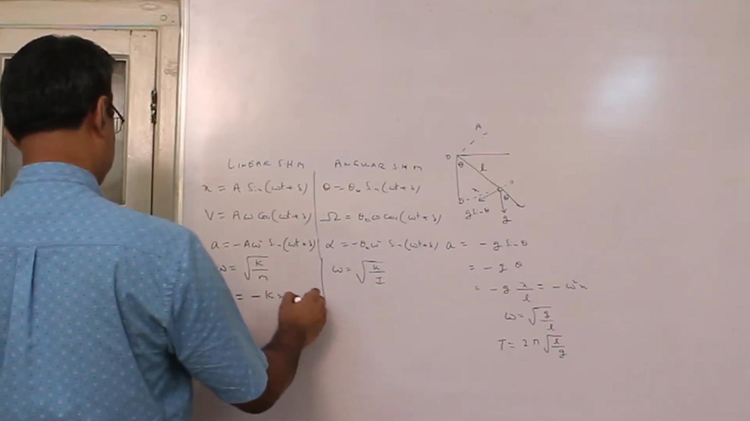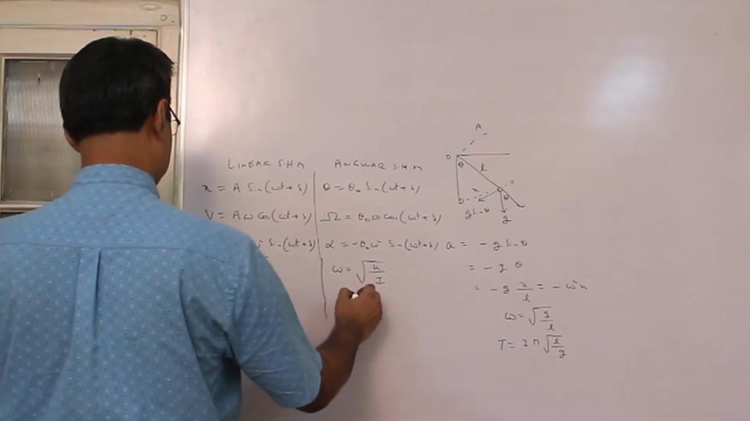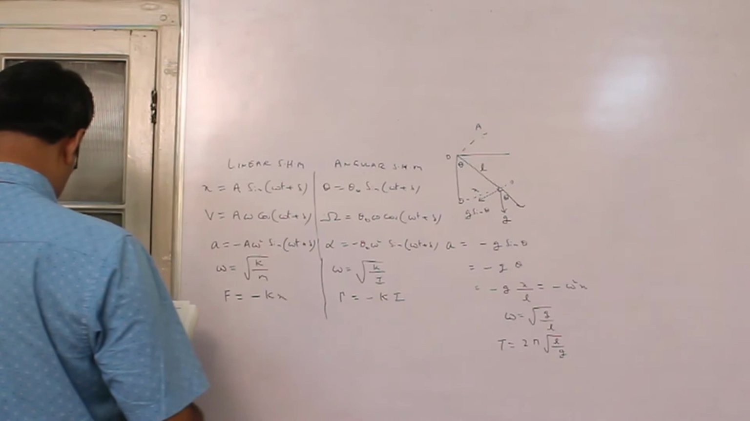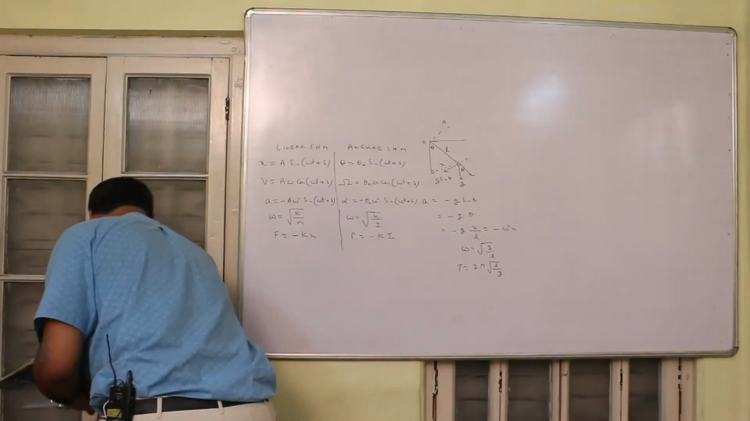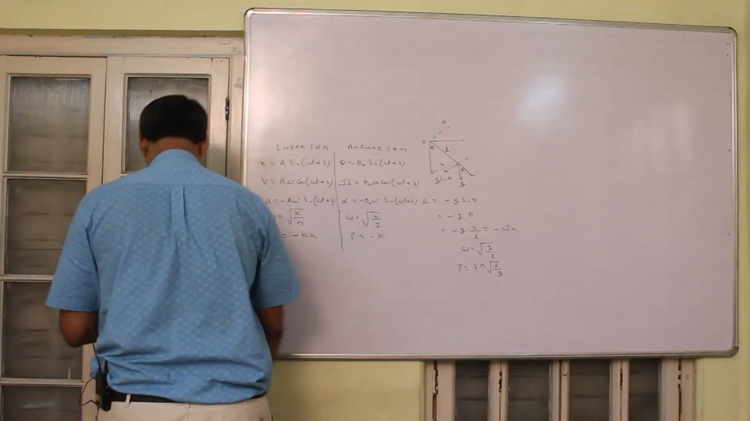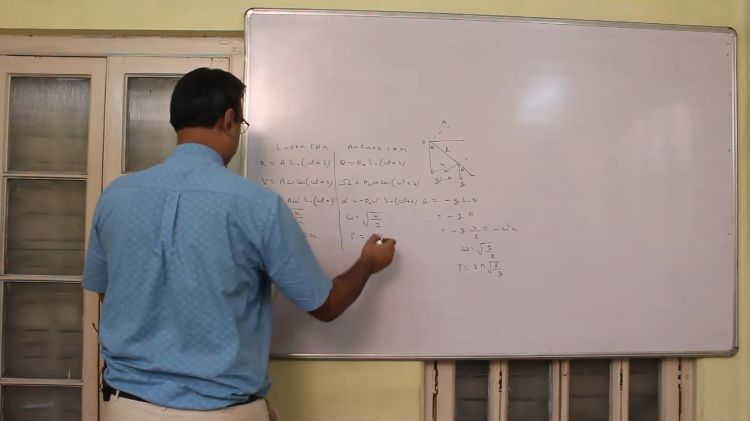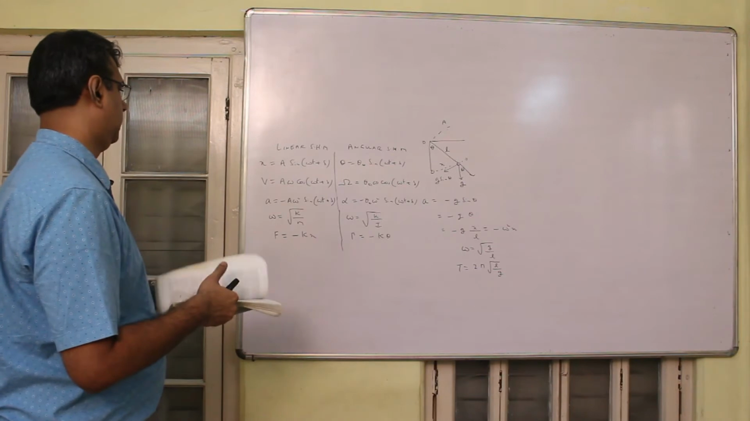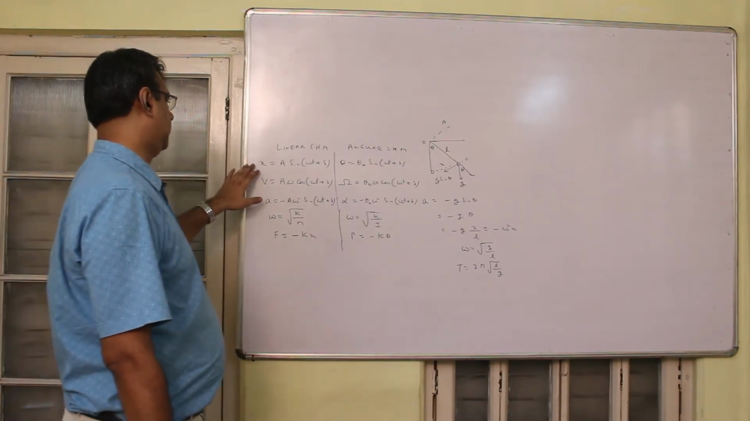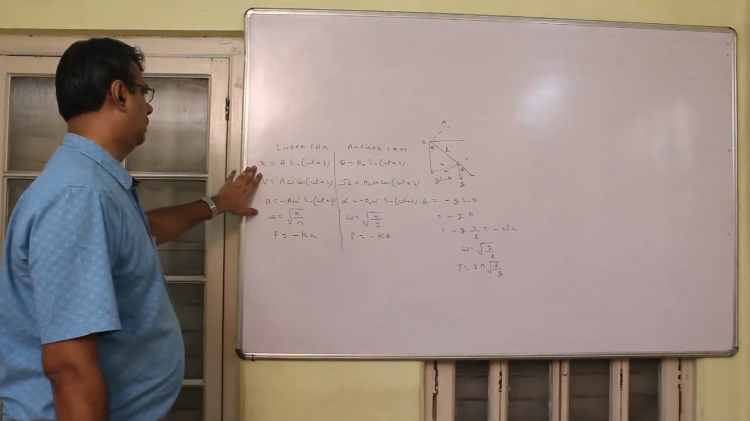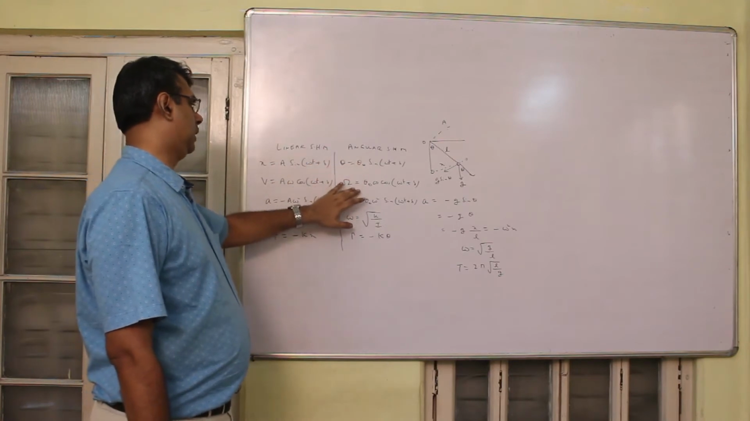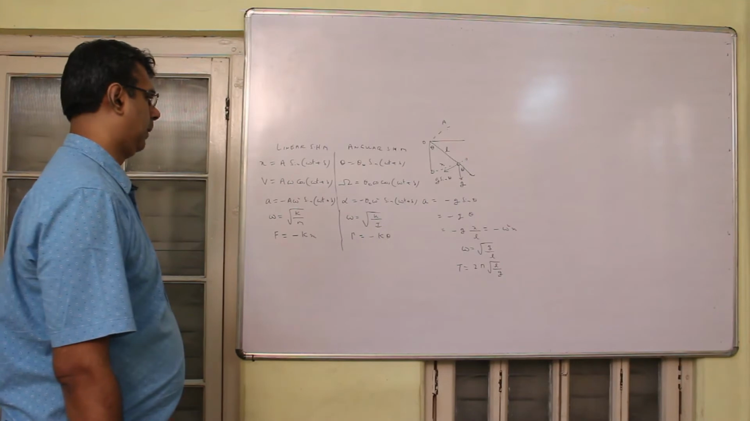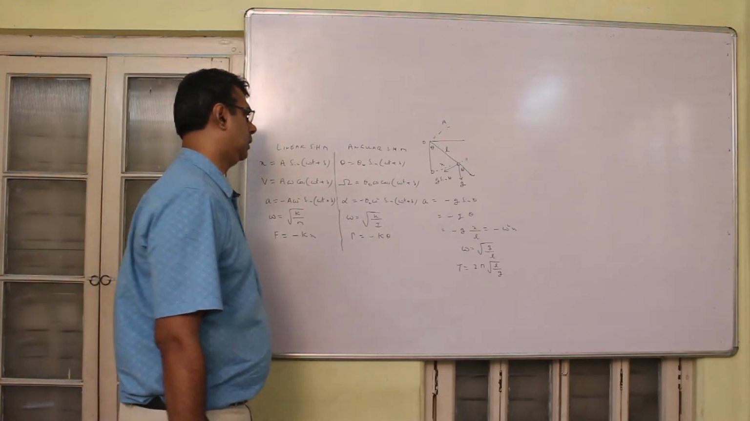Here f is equal to minus kx, and here torque is equal to minus k theta. So whatever formulas we have discussed till now, they fall under the category of linear simple harmonic motion, but you can also have corresponding formulas for angular simple harmonic motion. Let us go back to the pendulum.